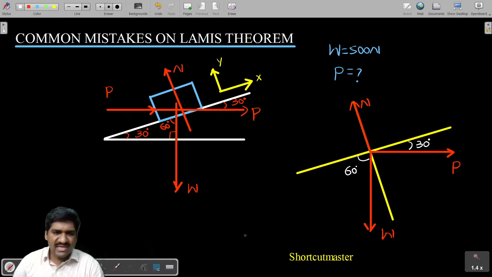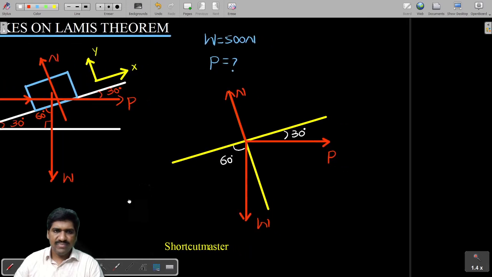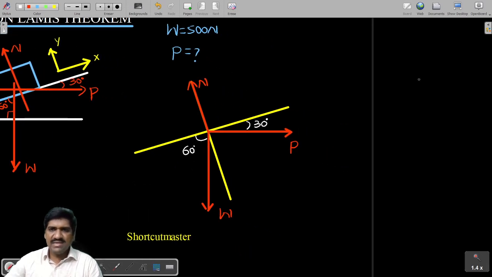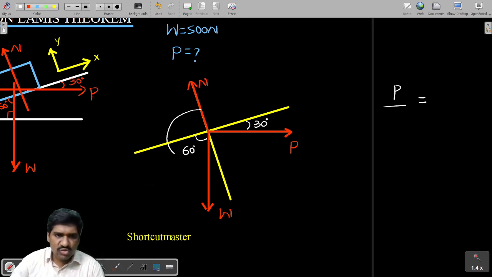Let's apply Lami's theorem, all of you. We can get the answer. Okay, just see here. So I am applying Lami's theorem here. That is, P divided by sine of the angle between the other two. Can I say N and W are the other two forces or not? Yes, these two are the other forces we have. So P divided by sine of the angle between the other two. Therefore, these are the two forces, N and W.